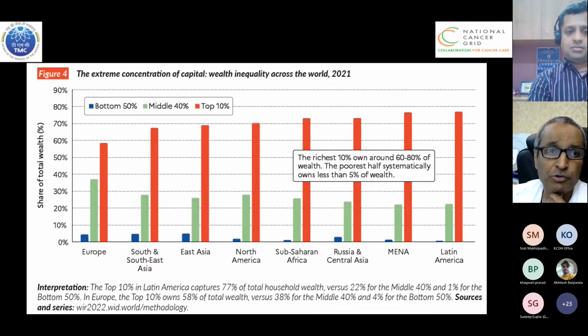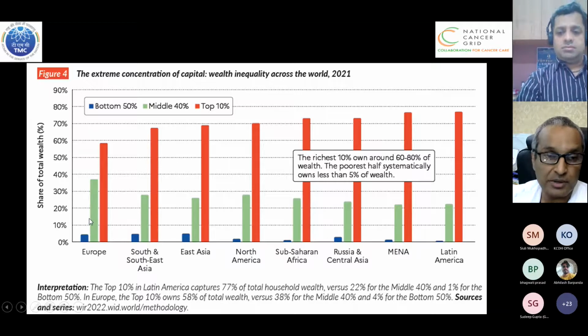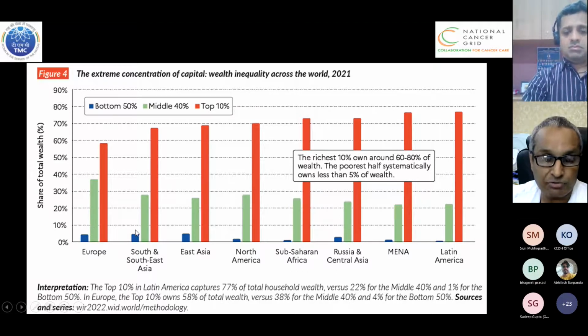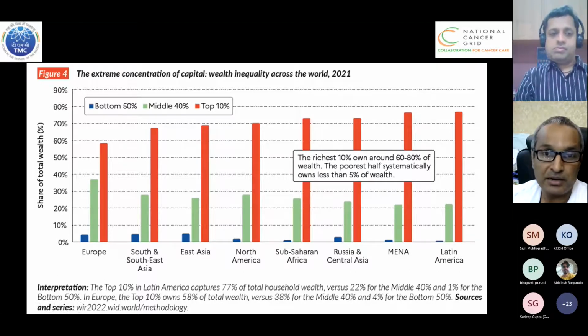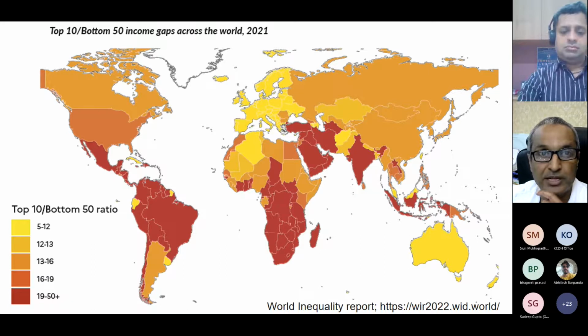If you were to look at the concentration of capital and wealth inequality across the world, you realize that the discrepancy between the richest and the poorest actually gets worse as the income level of the country goes lower, which means that in countries like Latin America, MENA, Russia, Central Asia, Sub-Saharan Africa, the discrepancy between the richest and the poorest actually widens compared to countries in Europe and other parts of Asia. So clearly showing that inequality is real, and even within low middle income countries, there is huge inequality. And again, this is a graphical representation of the top 10, bottom 50 income gaps across the world. So clearly showing that inequality.